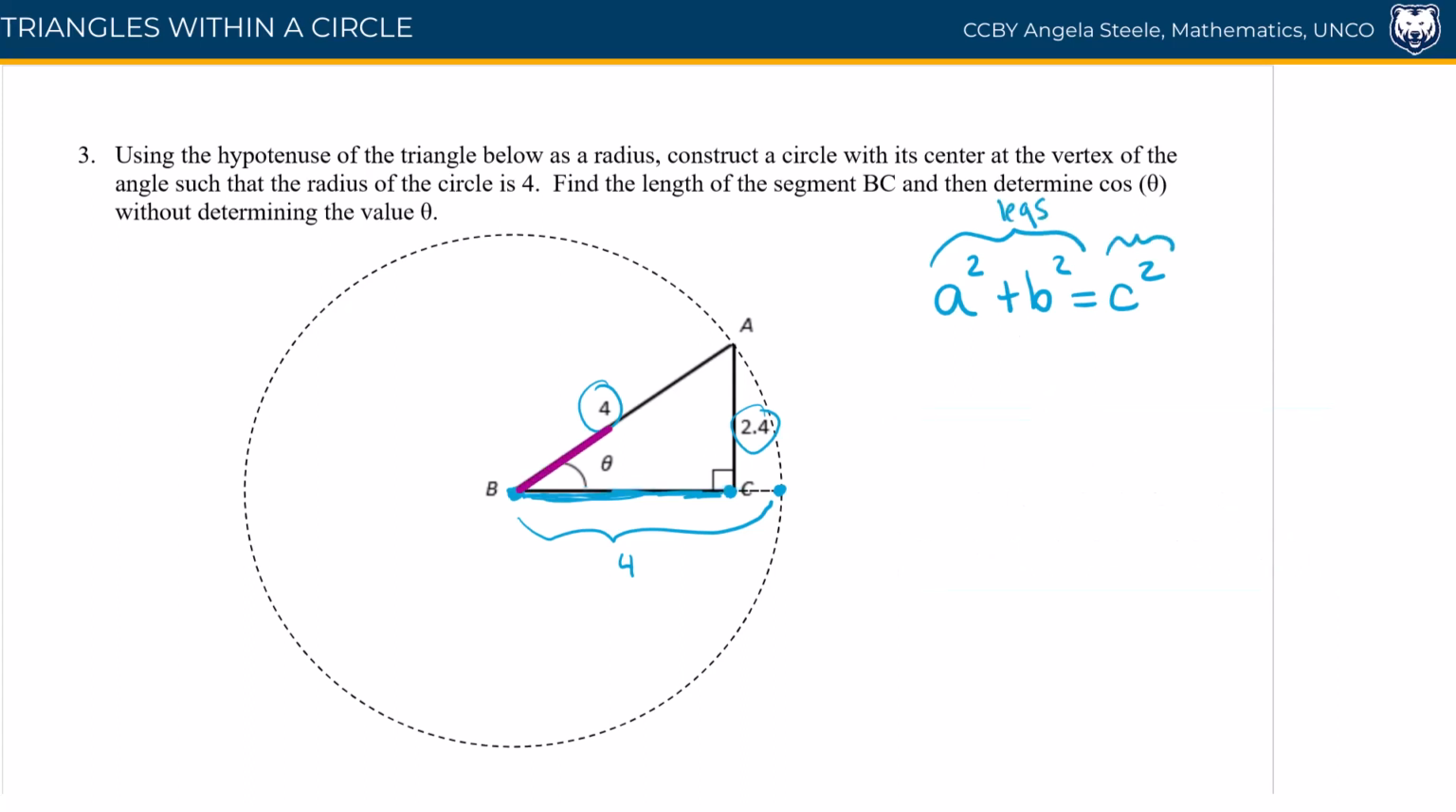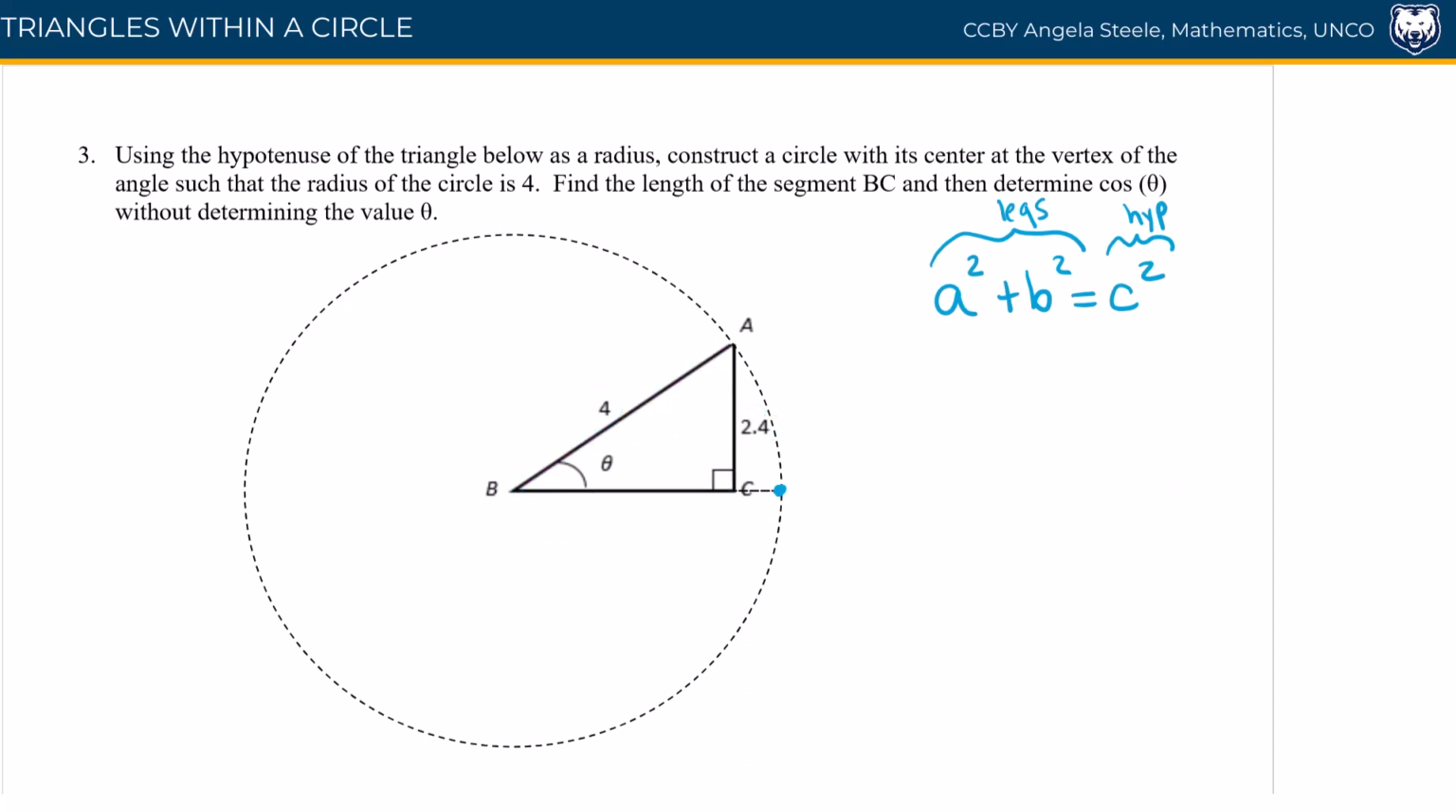The c is always going to be the hypotenuse. The hypotenuse is always going to be opposite of this right angle. So I'm just highlighting the right angle here. The hypotenuse is always going to be opposite of that. Okay, so let's go ahead and plug in some of those values.